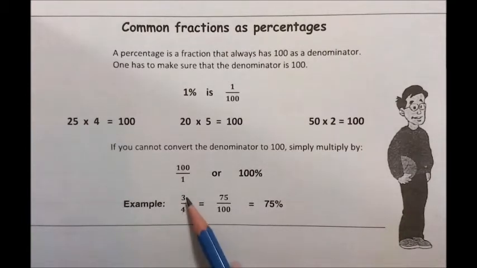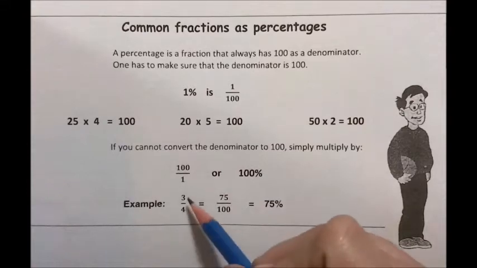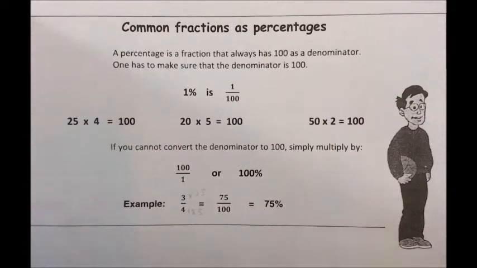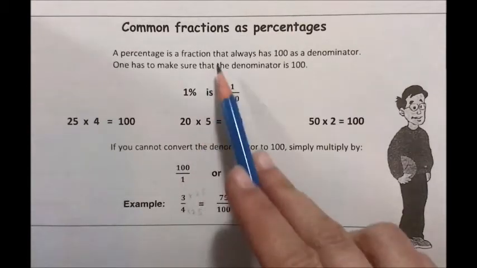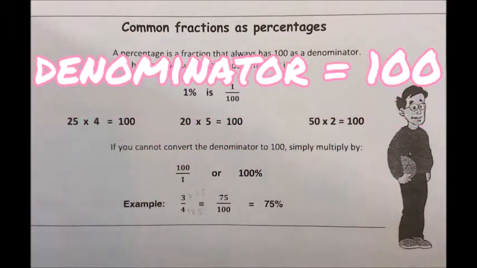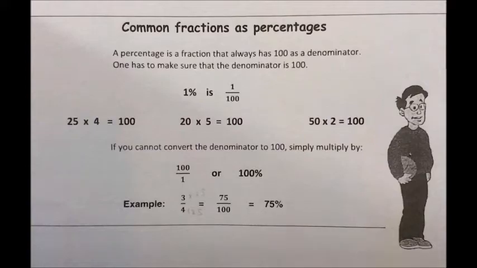So here's an example. 3/4. We multiply with 25. You can just add that to your worksheet. You multiply by 25, you get 75 out of 100, which equals 75%. So we had a denominator of 4, which we then converted to 100, and then it became 75%. Remember, what you do at the bottom, you must also do at the top. So we change a common fraction to a percentage by using the denominator of 100 and only 100, nothing else.